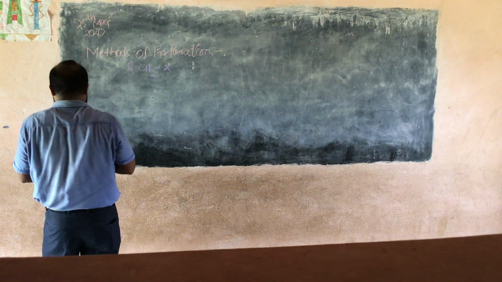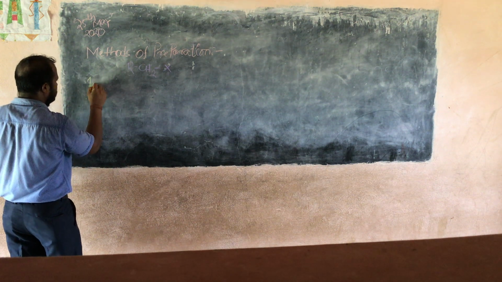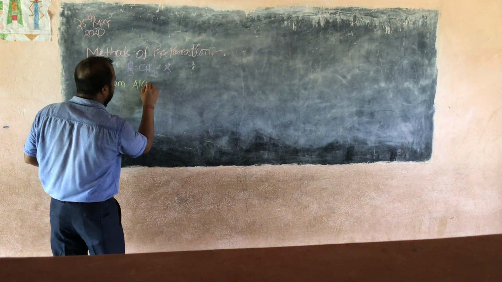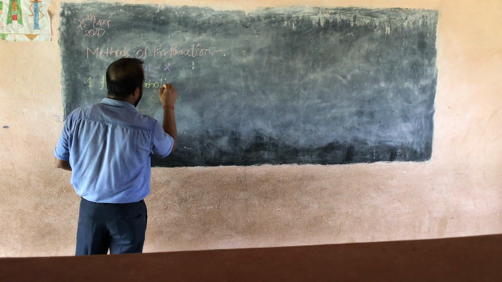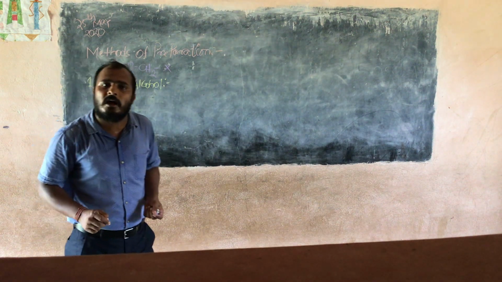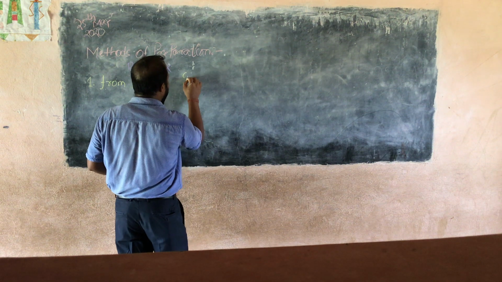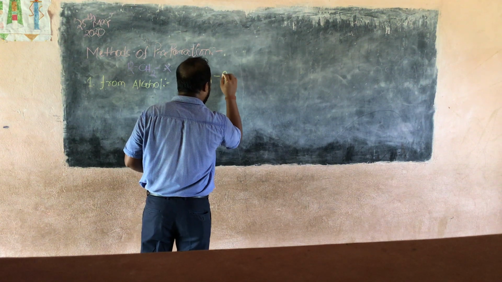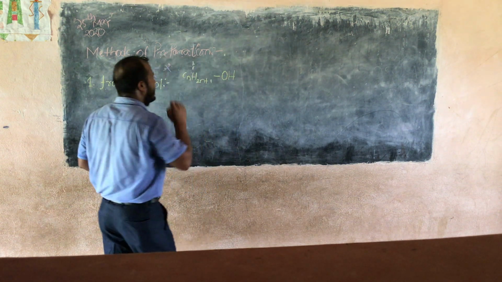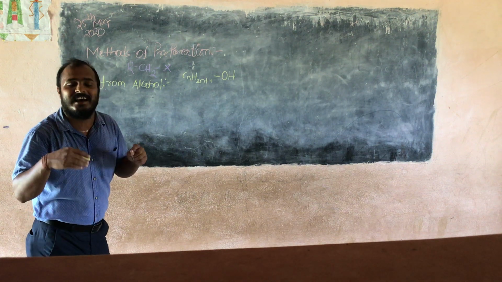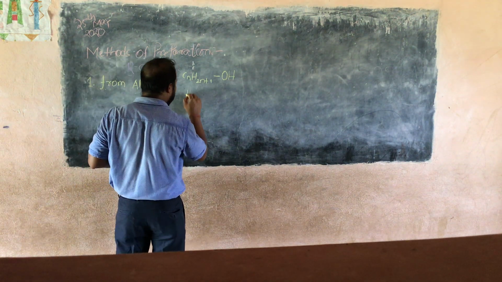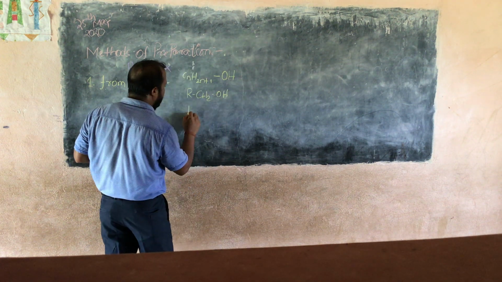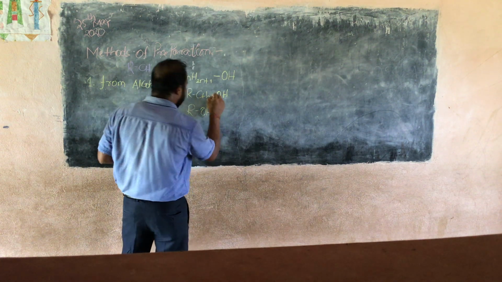The first one is from alcohol. What is the general molecular formula of alcohol? It is CnH2n+1OH. Alcohol has the functional group OH. So this is the general molecular formula of alcohol, or in another way we can write it as RCH2OH, or simply you can write ROH. This means these are alcohols.